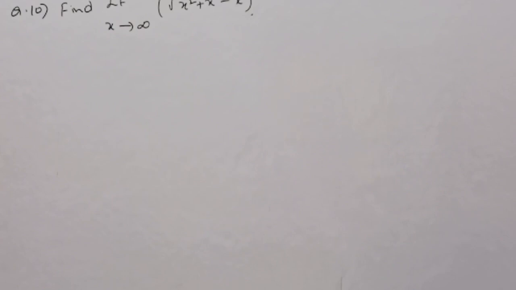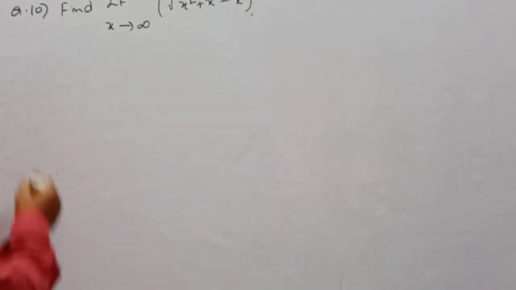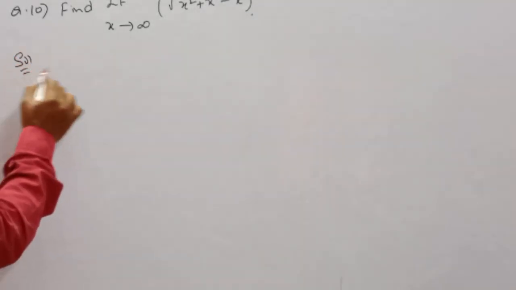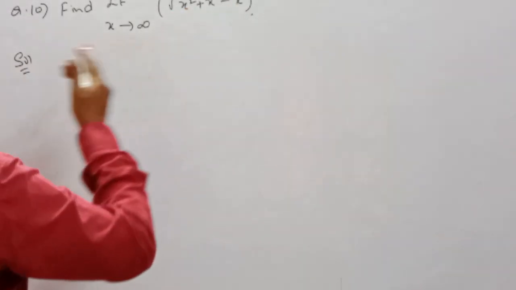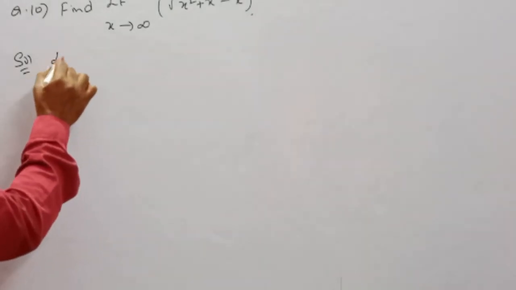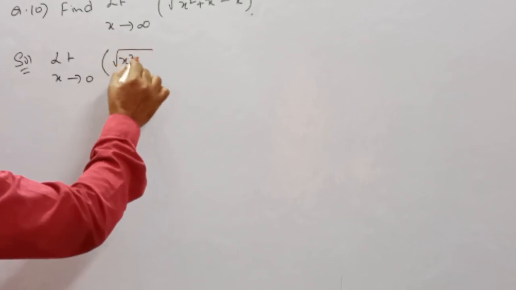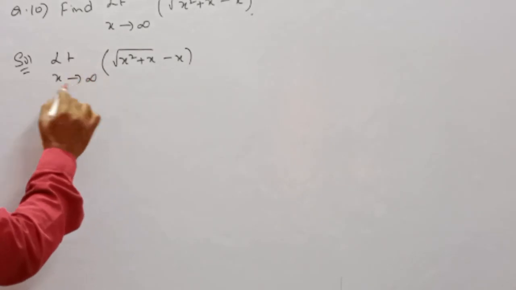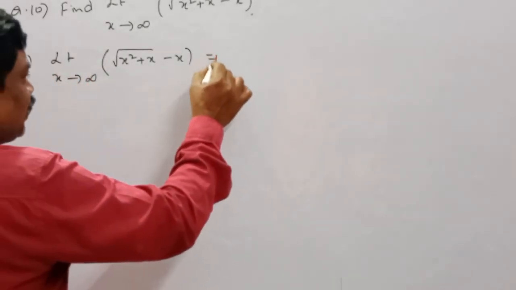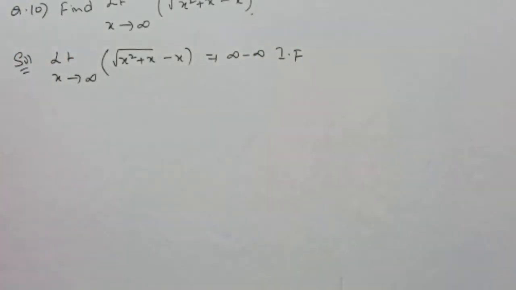Here we have one more problem. Find the limit as x tends to infinity of root over x square plus x minus x. By substituting infinity, we get infinity minus infinity, which is an indeterminate form.